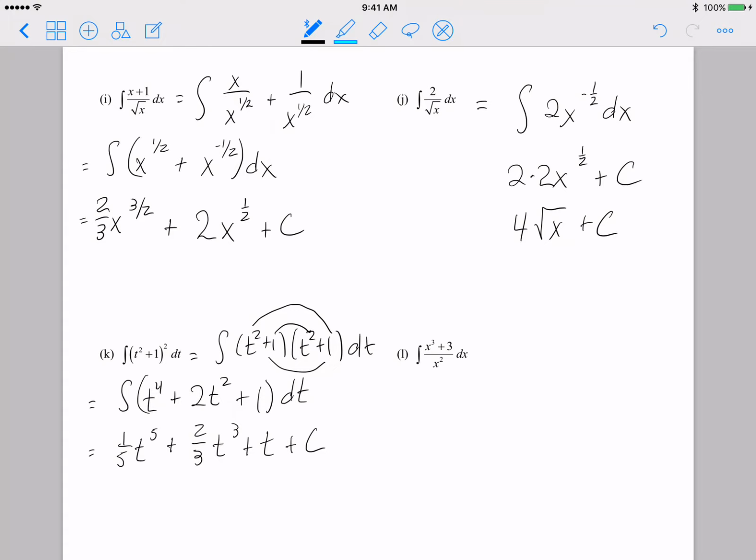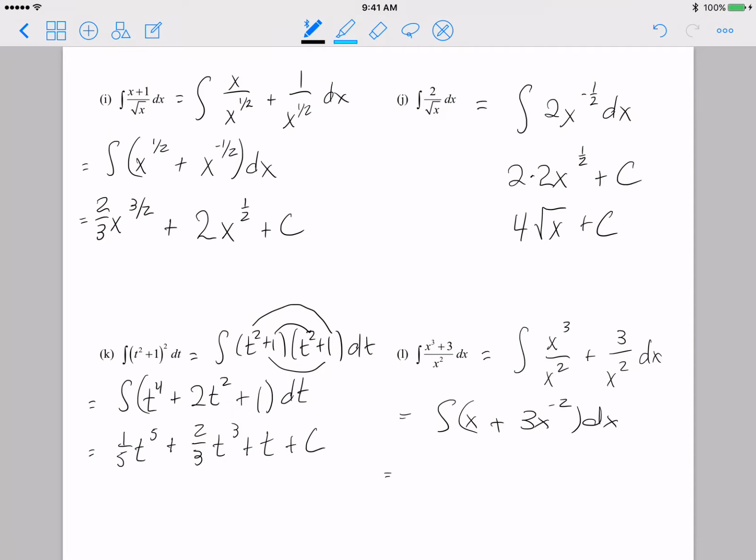Okay, example L is very similar to example I, and so I'm going to again split through the numerator so that I have x cubed over x squared plus 3 over x squared dx. Okay, and then simplifying that into a format that I need in order to use the power rule, we're going to have the integral of x plus 3x to the negative 2 dx. And now I am able to use the power rule.